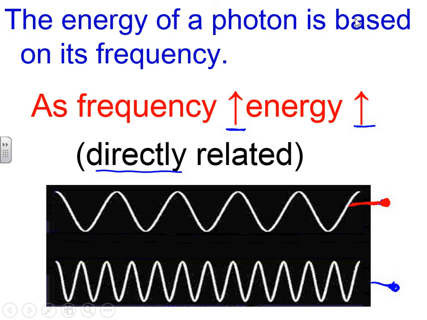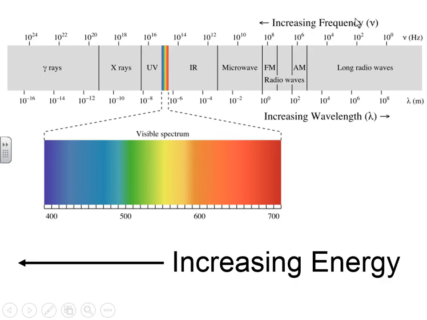So if you take a look, we said that frequency increases going this way, so frequency actually increases to the left, because gamma rays and X-rays have more energy or higher frequency than infrared light, and the energy increases in the same direction. So the higher the frequency, the higher the energy of light.